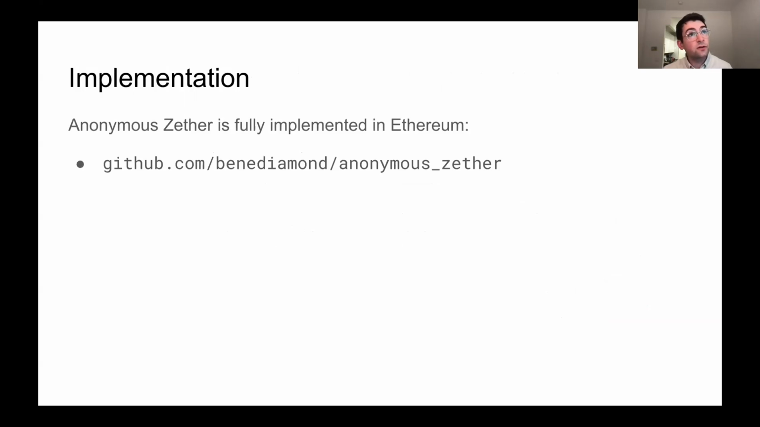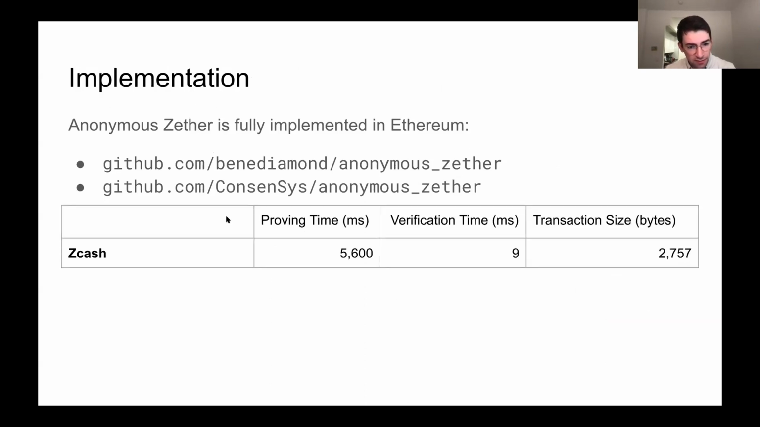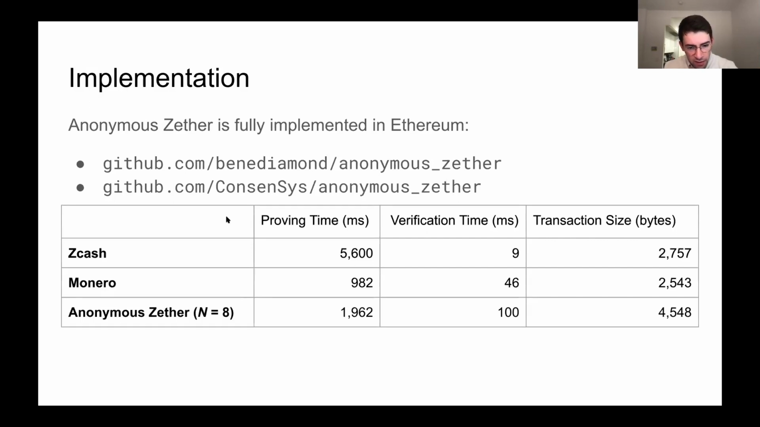Okay, so I have an implementation of this. Actually, this should be a dash, not an underscore. It's also mirrored in consensus's GitHub. And so here are some statistics. Actually, the proving time really should be lower because this is actually written in JavaScript. It's kind of on my to-do list to re-implement this in a better language, like Go or something like that.